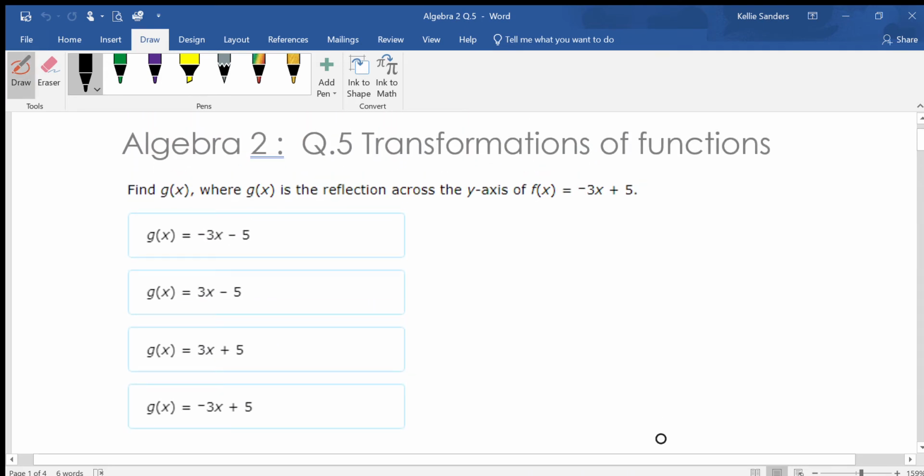Okay, Q5, transformational functions. This is just putting everything together that we've been talking about and seeing if you have retained it and see if you get a better understanding of it.